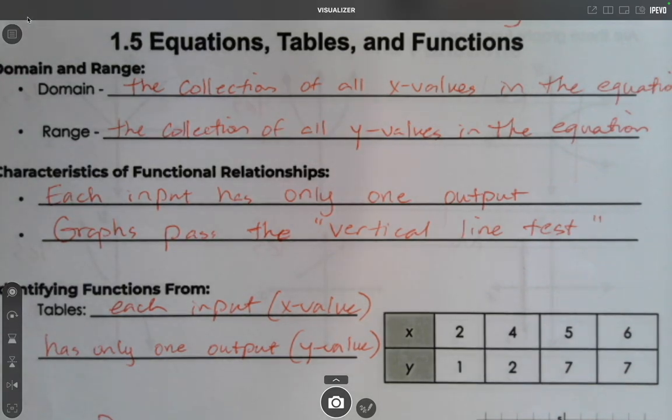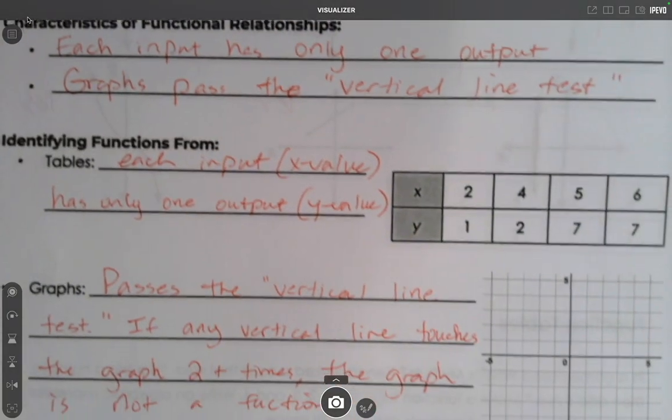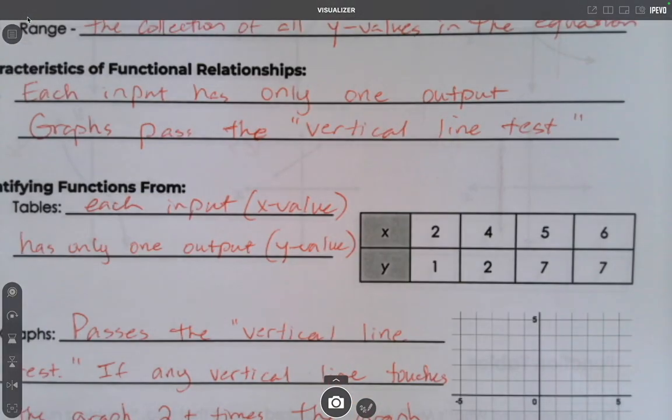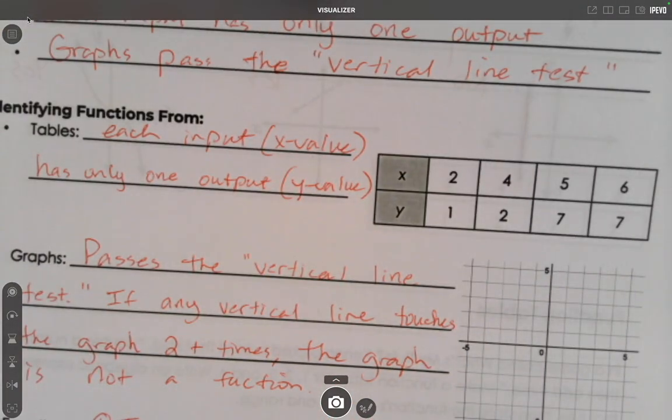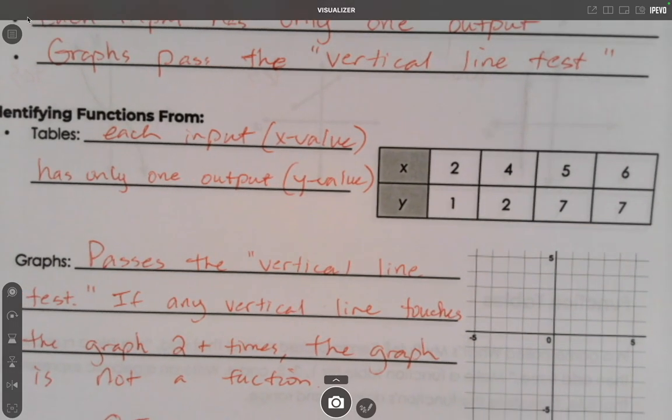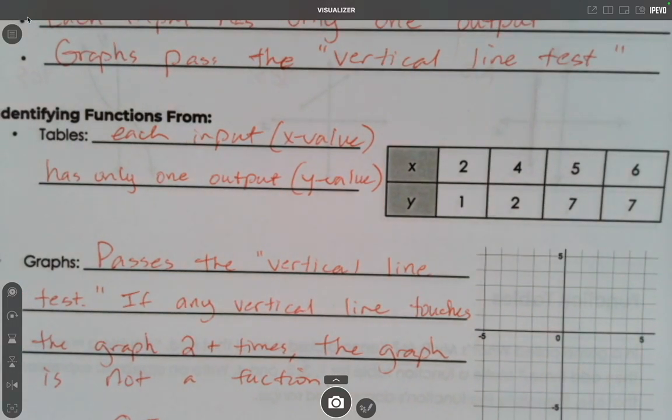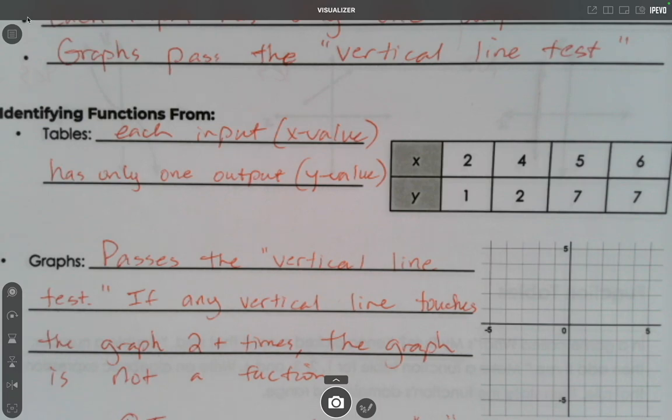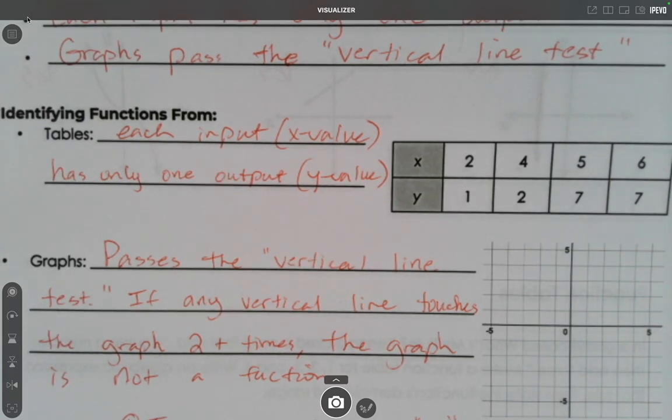So this next section helps us identify, is this a function or not? Let me say first, everything you're about to look at is a relation. But a specific kind of relation is a function. So all of these, are they relations? Yes. Any set of ordered pairs is a relation. But functions are ones where each input has only one output.